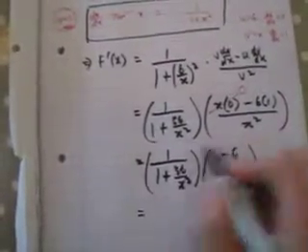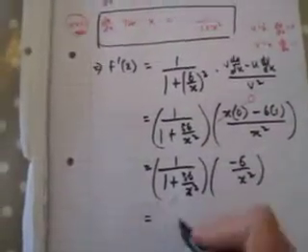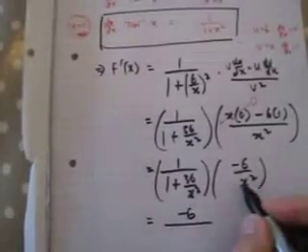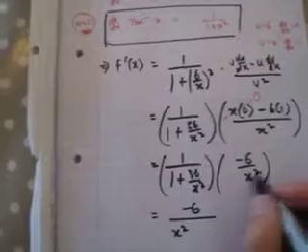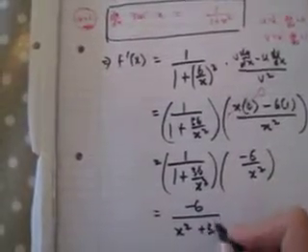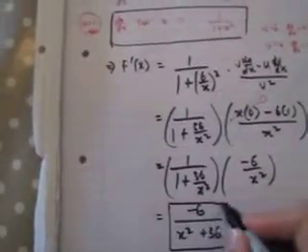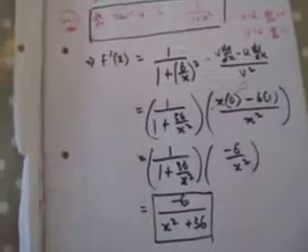Alright, so what we're going to do, we'll multiply the top by the top, the bottom by the bottom, so we get minus 6 on the top. x squared by 1 gives me x squared. x squared by this thing, the x squareds cancel, so I get plus 36. And that there is the answer.